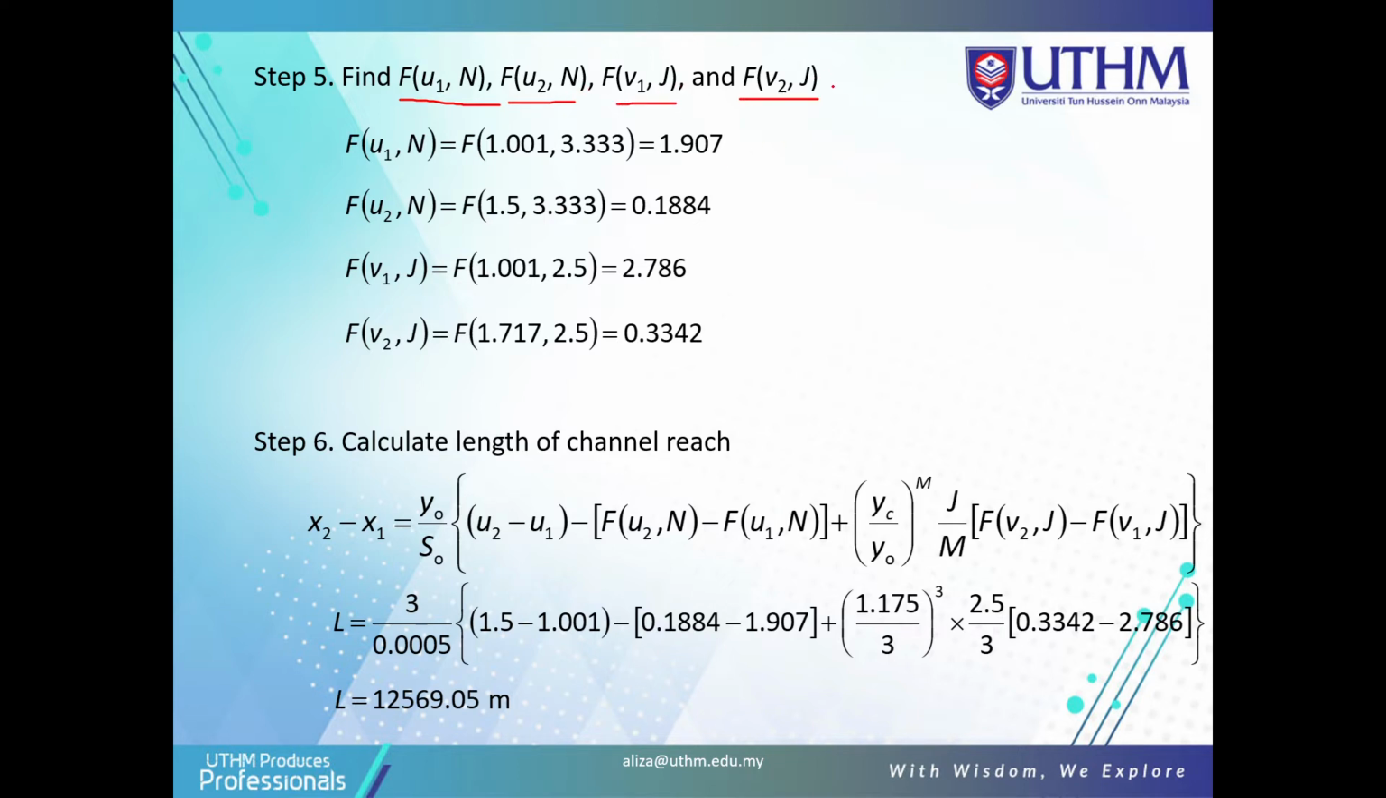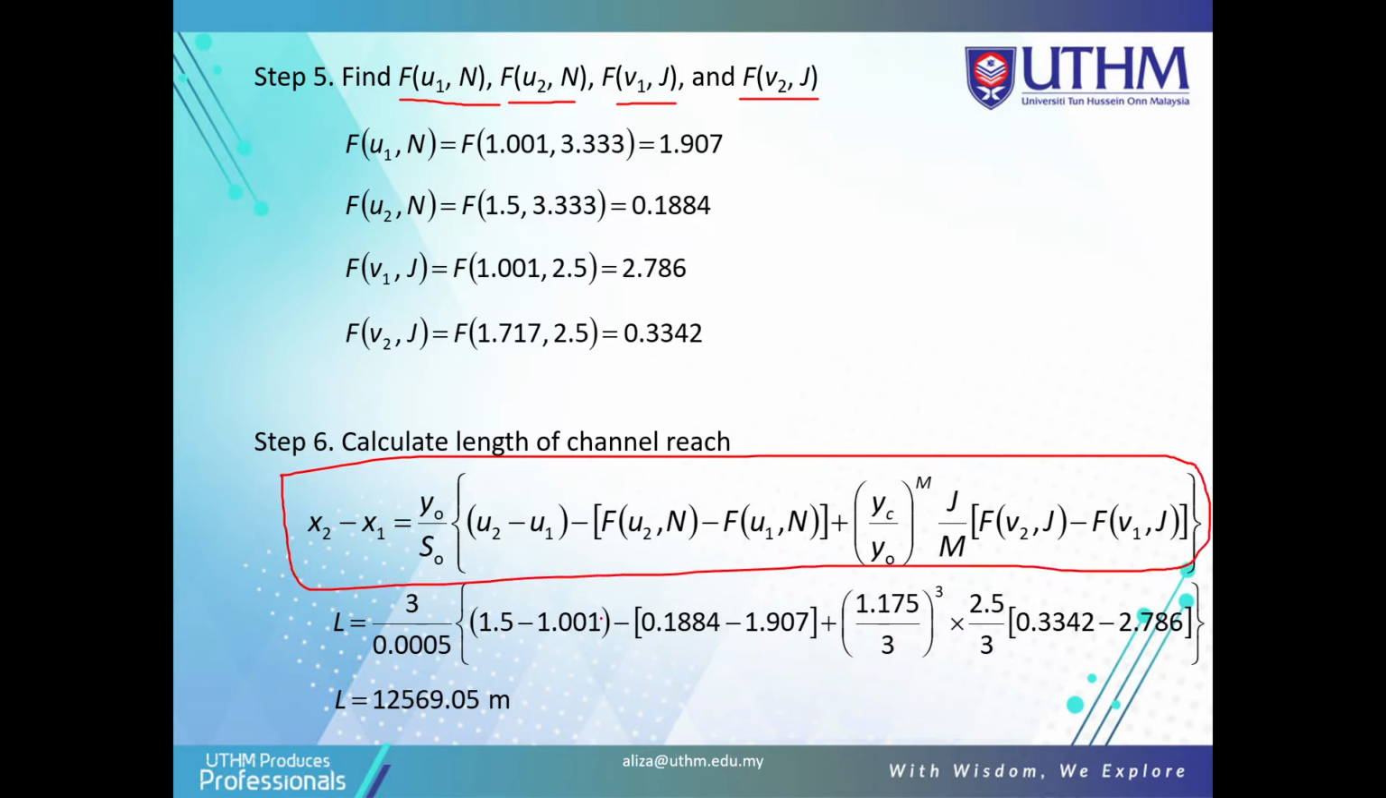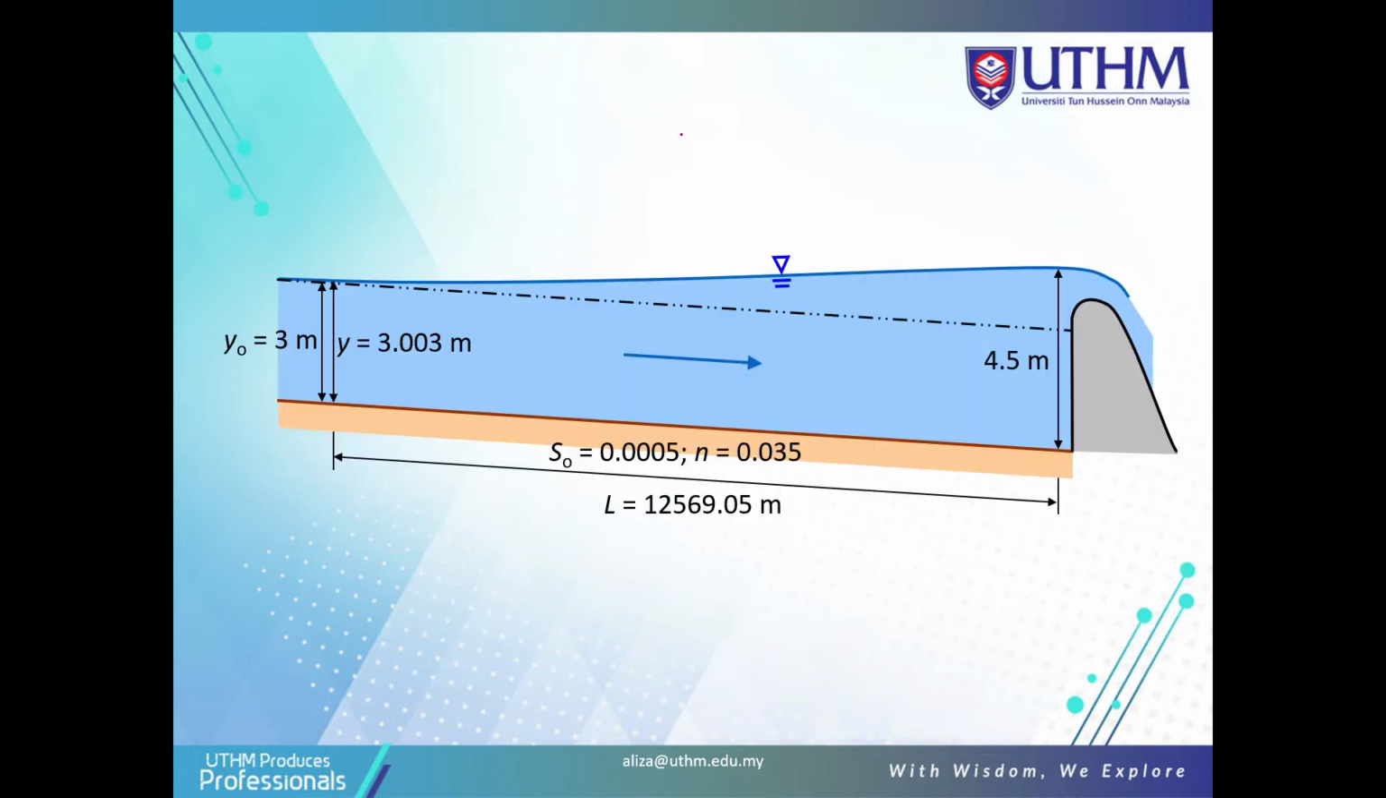So actually this is based on this formula, the direct integration formula. The direct integration formula is given. Based on FUN, FU2, FU1, FV2J, and FV1J, this is step 5. Okay, you must find the step 5 here.